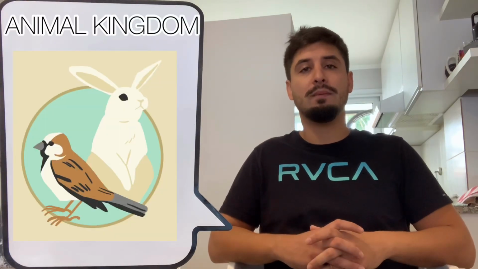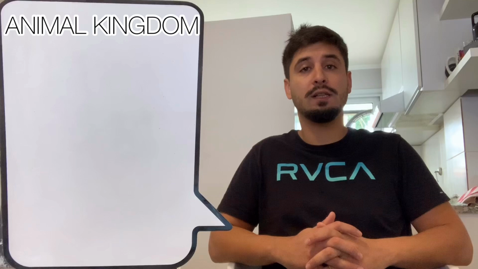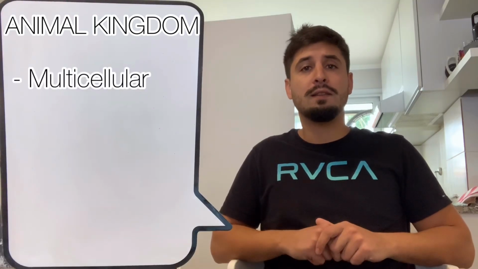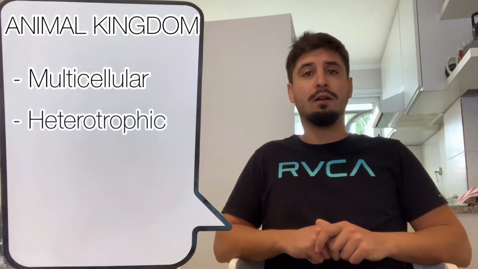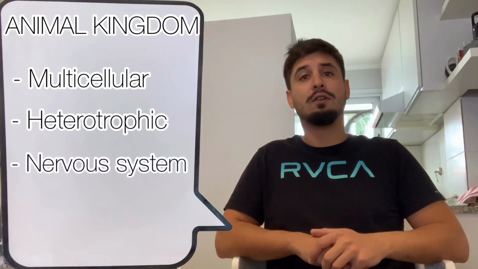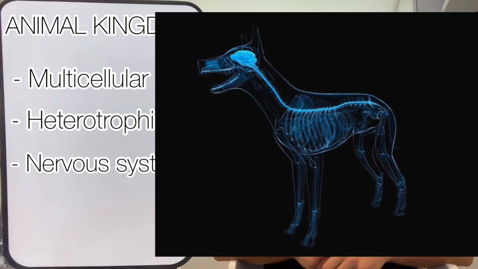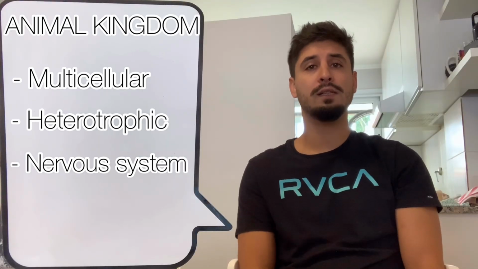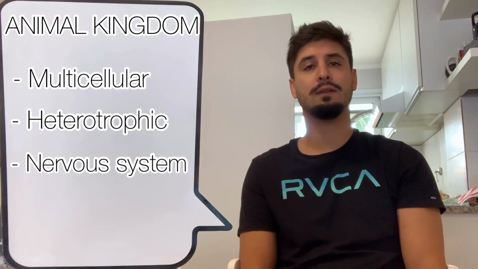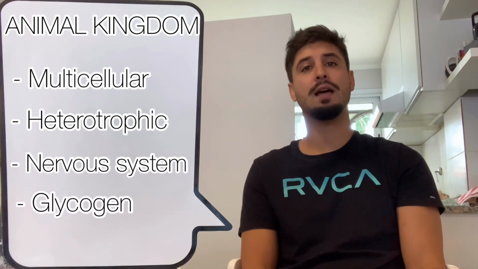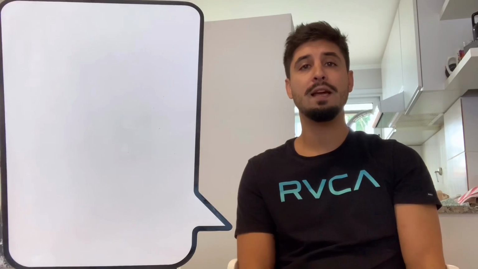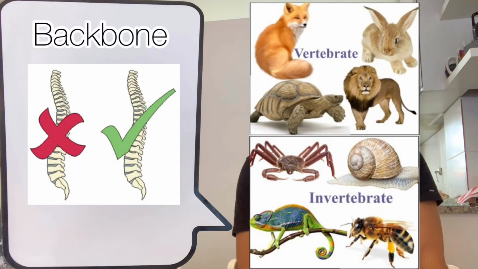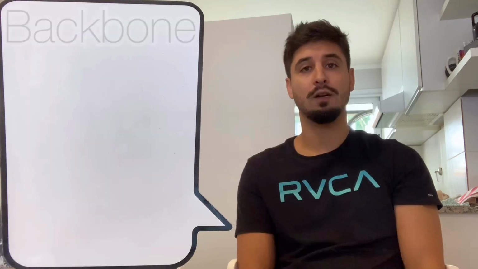Let's start with the animal kingdom. Animals are multicellular. That means their bodies are made by a large number of cells. They get their food from feeding from other organisms. They have nervous coordination, a nervous system. They don't have a cell wall or chloroplast in their cells, so they do not photosynthesize. They store their carbohydrates as glycogen. We can divide animals into vertebrates and invertebrates, according to whether they have a backbone or not.